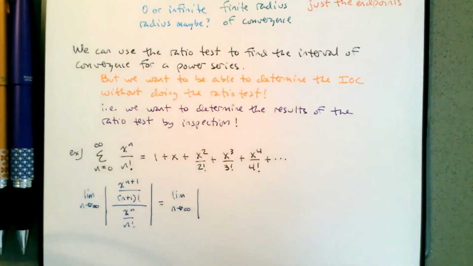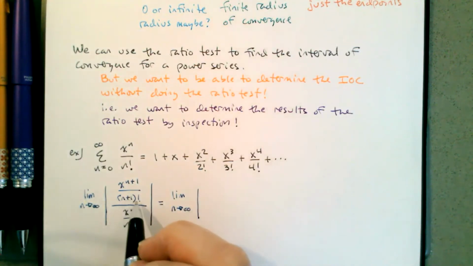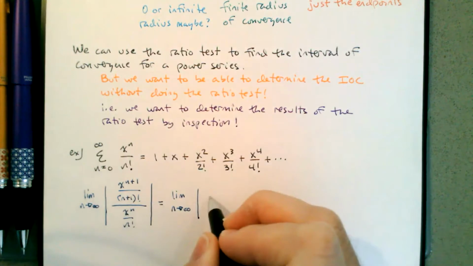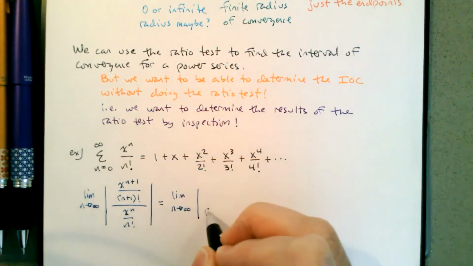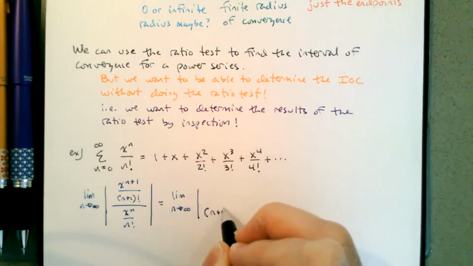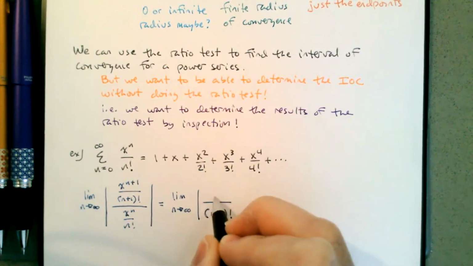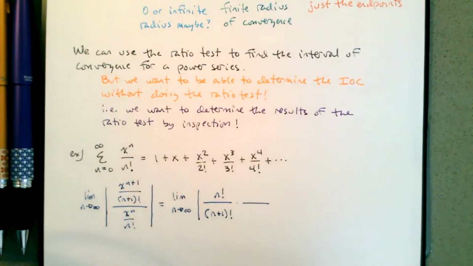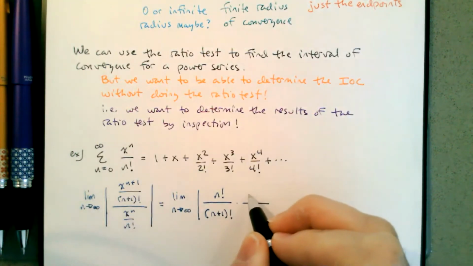So I'm going to separate like with like. I've got my coefficients. So I've got an n plus 1 factorial in the denominator, and an n factorial in the denominator of the denominator. So I'm going to have an n factorial over an n plus 1 factorial. The other like with like is the x to the n plus 1 and the x to the n. That's where we're going to have some simplifying.